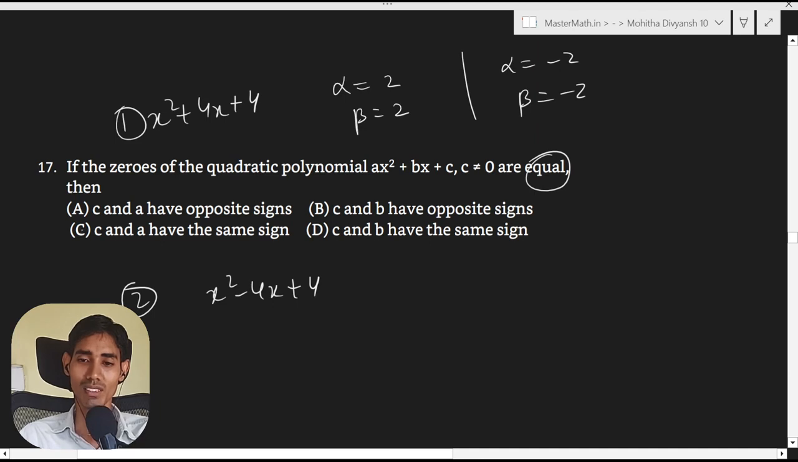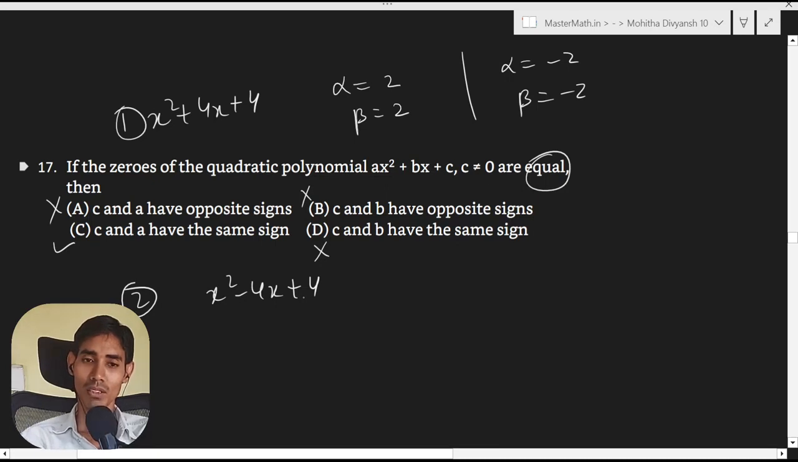which out of these is invalid. C and A have both opposite signs. Is that possible? No. C and B have opposite signs. Is that true? Always? No. C and A have the same sign? Yes, always. Option D, C and B have the same sign? Not necessary. No. They can have opposite signs also. So option C. Is that okay?